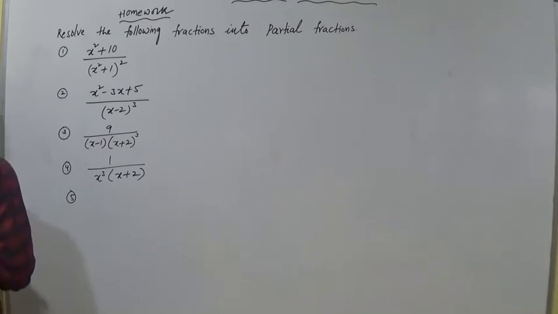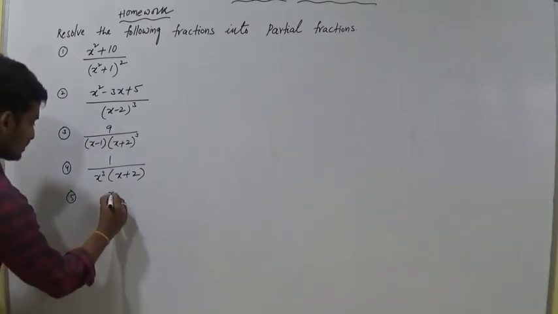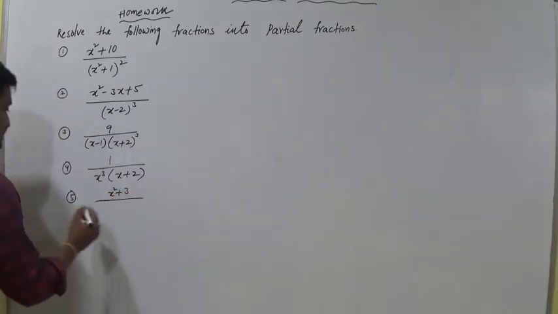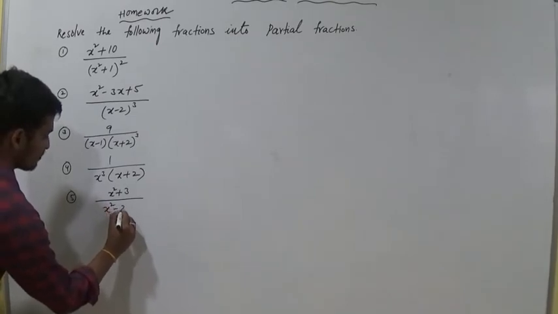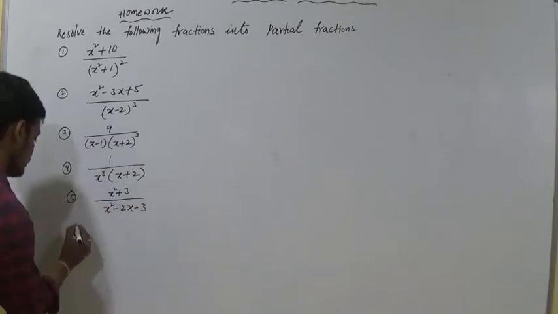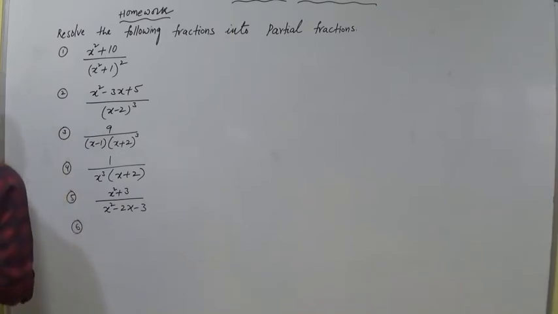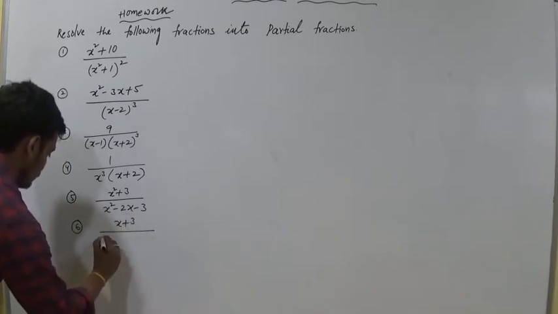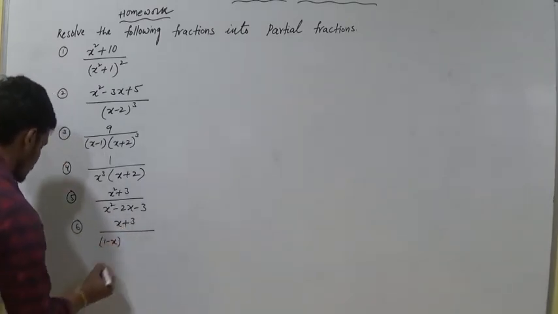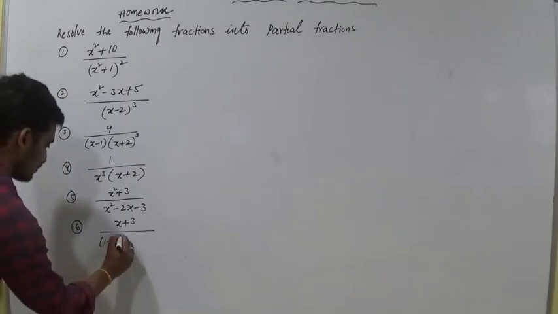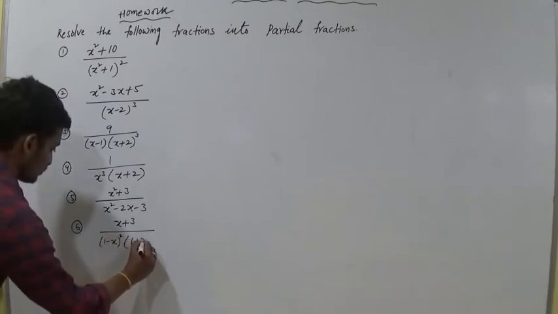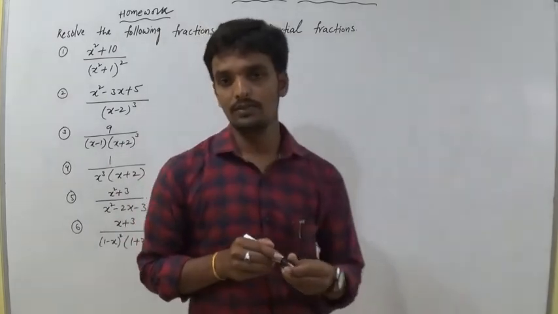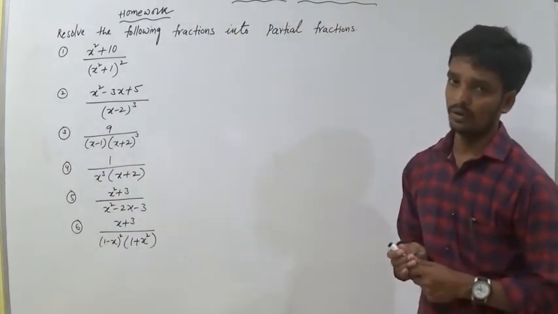And the fifth problem is x square plus 3 by x square minus 2x minus 3. And the sixth problem is x plus 3 by 1 minus x whole square into 1 plus x square. So do all these problems. These 6 sums are homework.